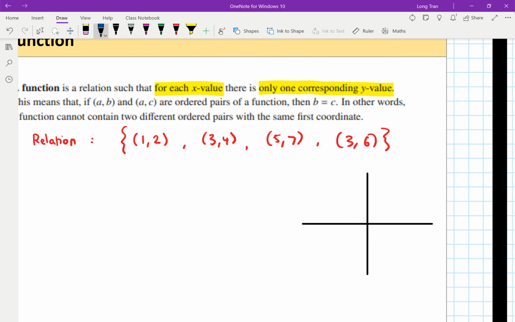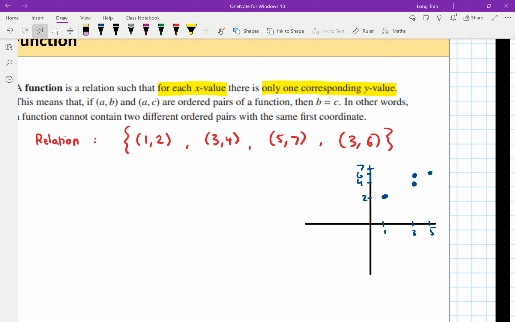Let's see, I'm just going to quickly, roughly put them somewhere. So 1, 2. That's my first coordinate, 1, 2. The other was 3, 4. Look, I'm not trying to be accurate in terms of my axes here. So 5, 7. I'm just trying to illustrate a point. And 3, 6. Okay, now that's a set of coordinates. That's a relation. What is a function then?